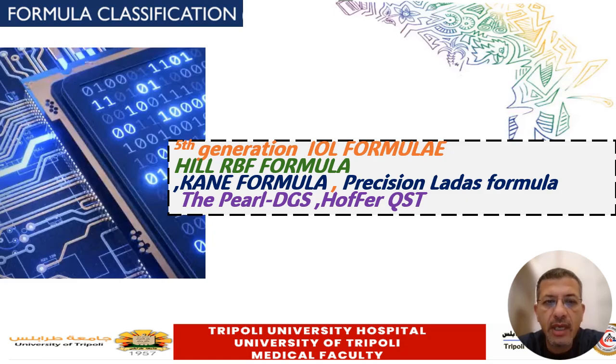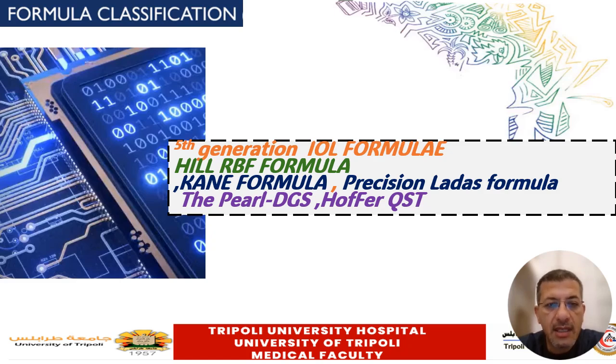When I say odd cases, I mean cases with not average axial length, or cases with abnormal cornea. So cases with extremes of axial length, either very short or very long, or cases post keratoplasty or post LASIK ablations. All these are abnormal or special situations. So the use of artificial intelligence formulae is very useful in this regard.